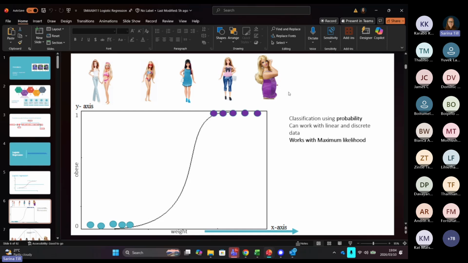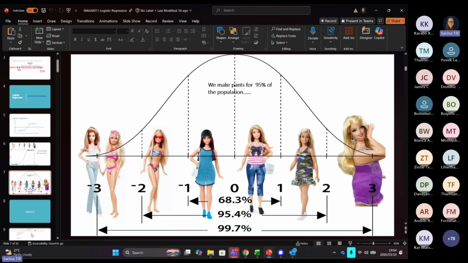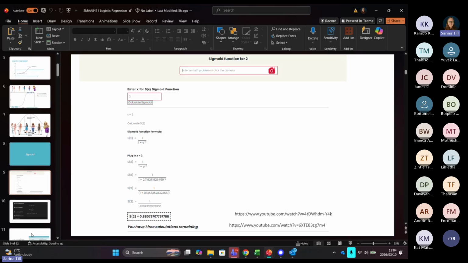Okay. So we want to use classification using probability, and it can work with linear and discrete data, but we're going to use it with linear data now. So what does all of this mean? It means this. This is the sigmoid function, okay? Sigmoid is a mathematical function that we use that will only ever return 0 or 1, okay?